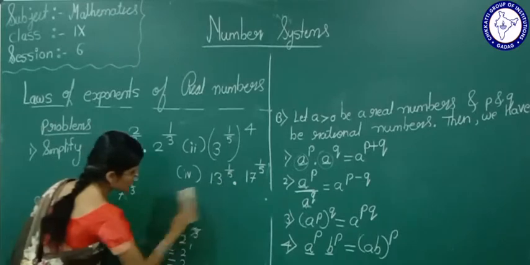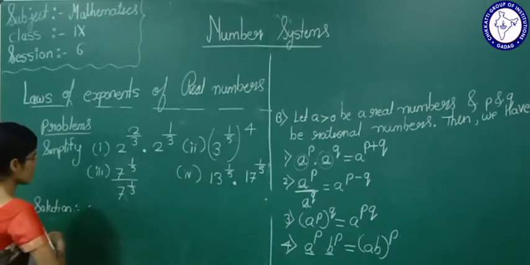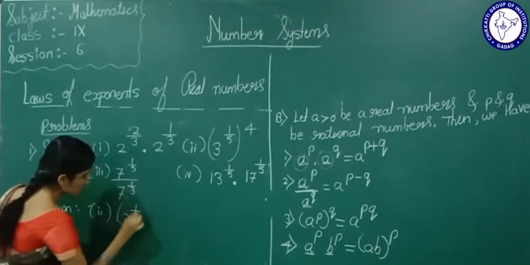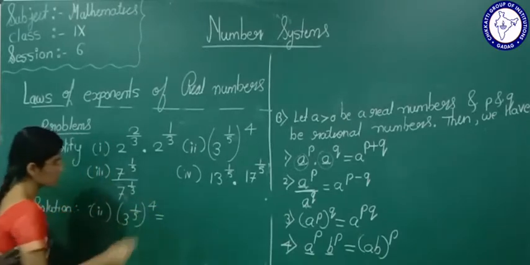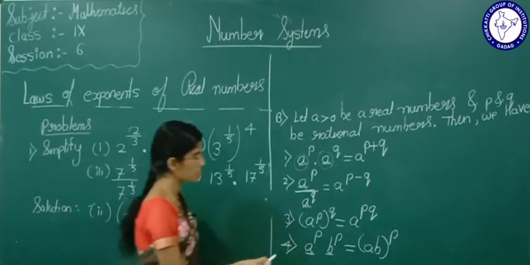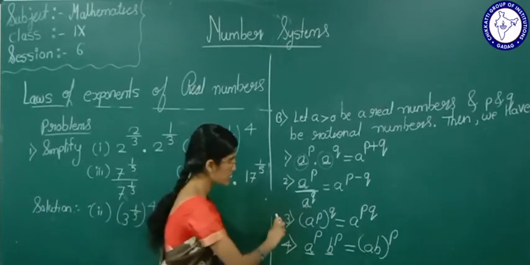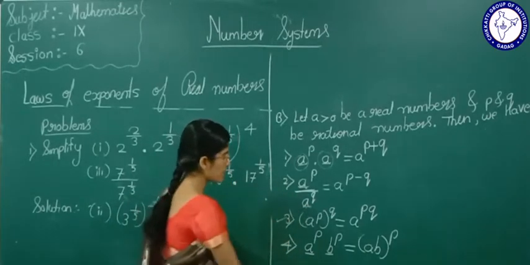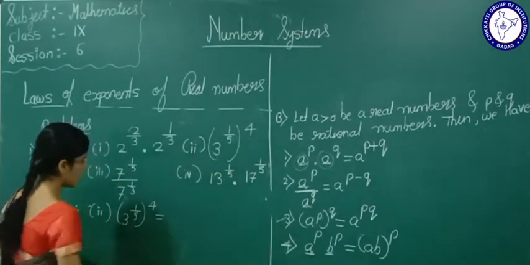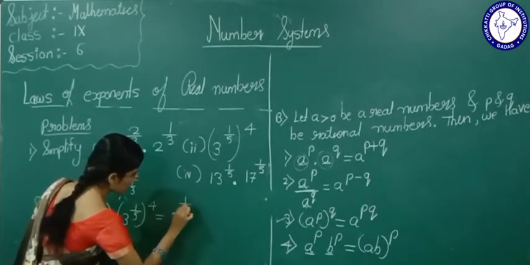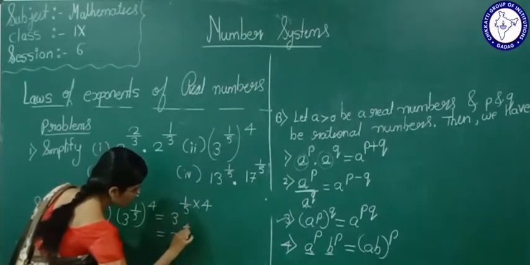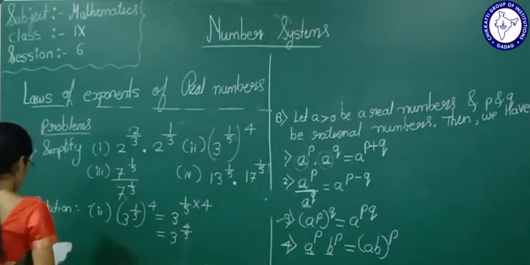Now we will see how we will solve the second one. Second one, (3 raised to 1/5) raised to 4. Which law are we going to use, students? It is the third law. What is that? (a^p)^q is nothing but a raised to pq. 3 raised to 1/5 into 4. The answer will be 3 raised to 4/5.